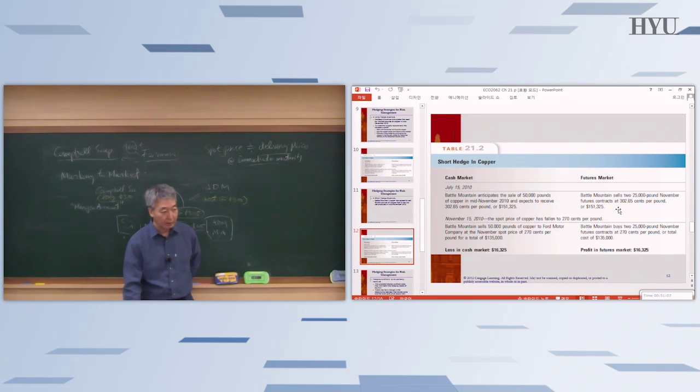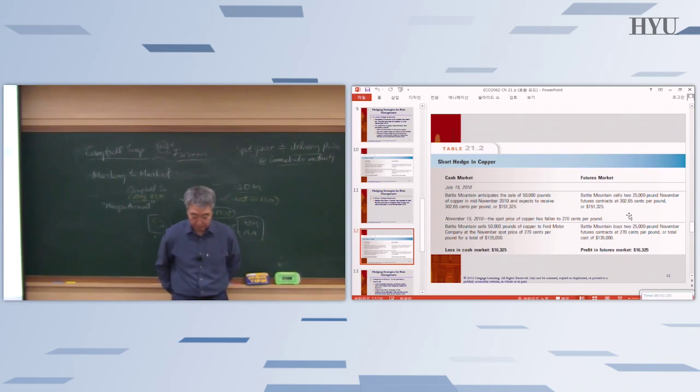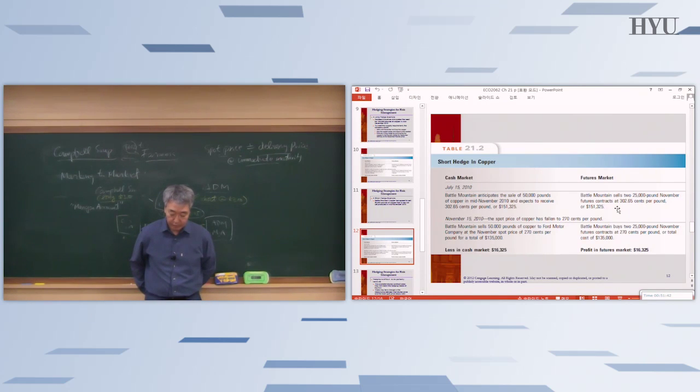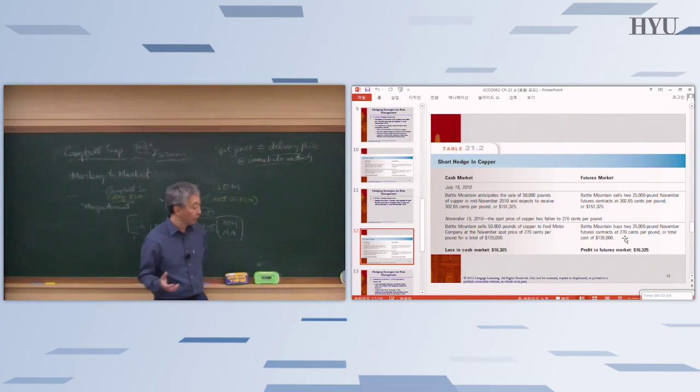So you have the right to sell, where each unit is 20,000 pounds of copper, at 302.65 cents per pound. So when the time comes, what happens? See what happens here. Battle Mountain sells 2 units of November future contract and receives $151,325 because they sold it. That was their sales revenue. When November comes, the actual price went down to 270. That means the future price, or delivery price, also comes down to 270. Spot price equals delivery price when the maturity comes.